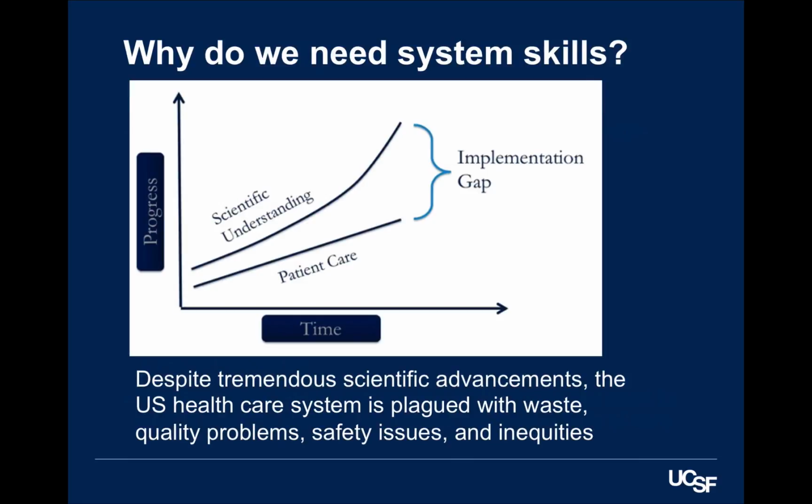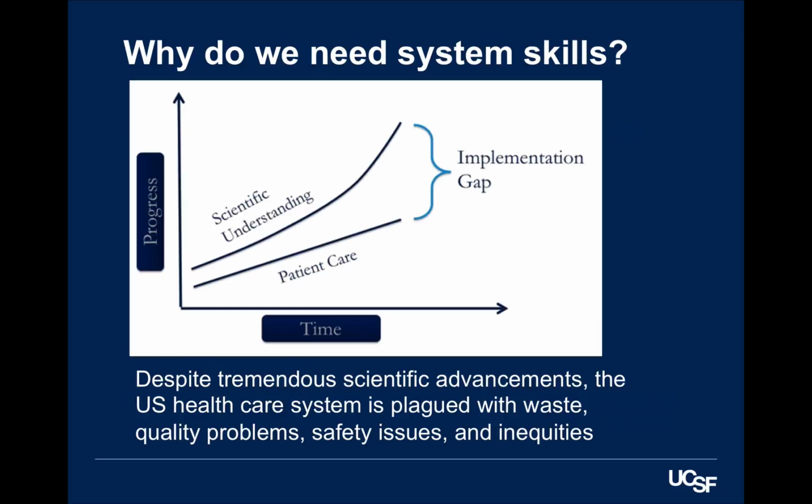We live in an era of unparalleled scientific advancements, many of which have been led by faculty at UCSF. However, our ability to provide patient care has not always kept pace with our scientific understanding of the basis of disease and the treatments that we have available. Data shows that the U.S. healthcare system is plagued with waste, quality problems, safety issues, and inequities. This has led to an implementation gap, where there is a gap between the care that we are scientifically capable of providing and what patients actually receive.